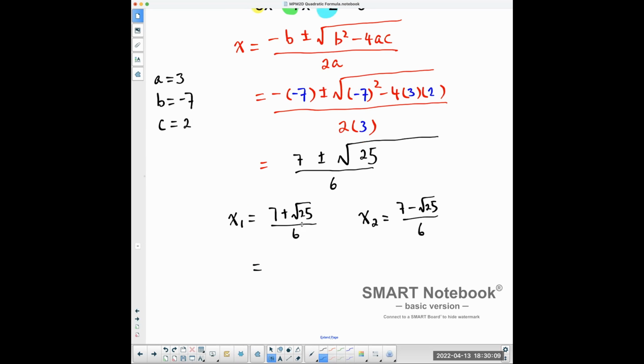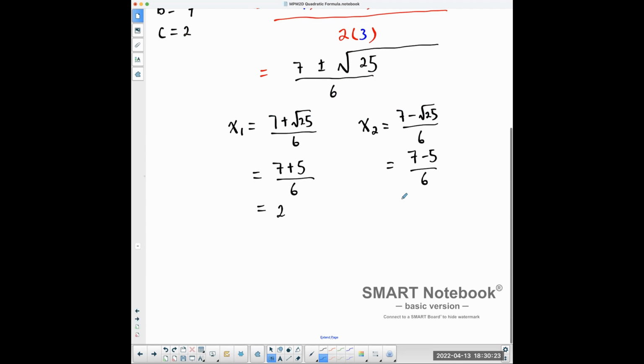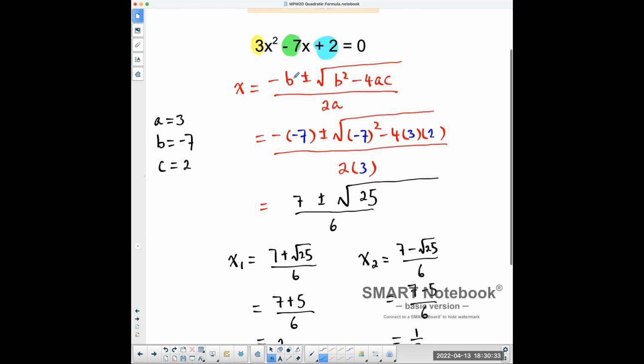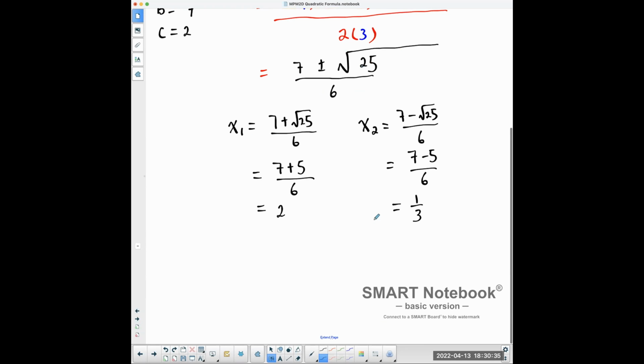Now, square root of 25 is 5. So the first answer is 7 plus 5 divided by 6. That's 12 divided by 6, which is 2. The second solution is going to be 7 minus 5 divided by 6. That's going to be 2 over 6, which you reduce to 1 over 3. So the two x-intercepts for this particular quadratic function, or the zeros, are 2 and 1/3.